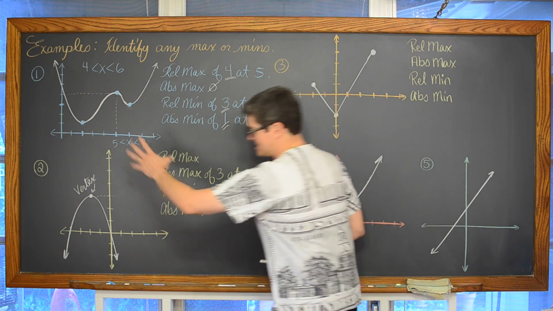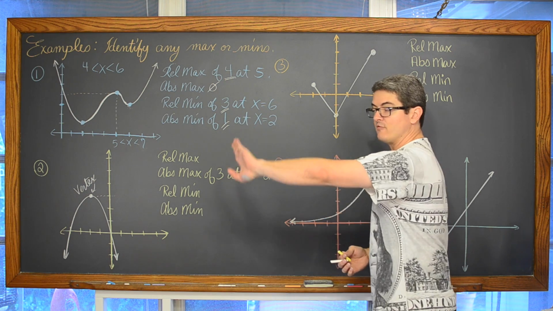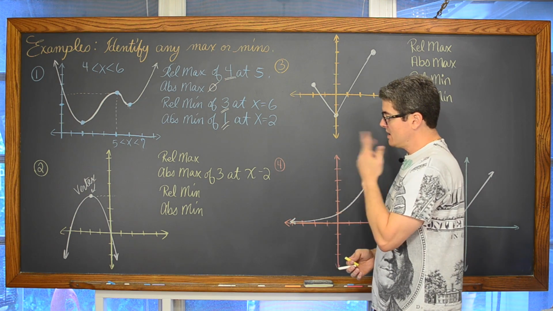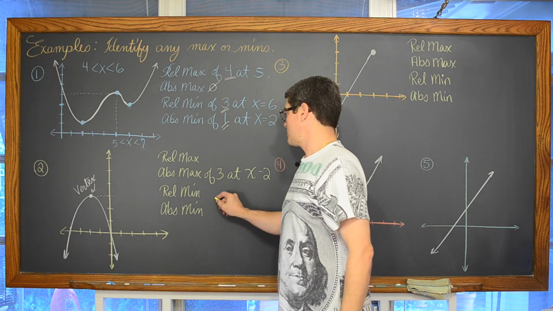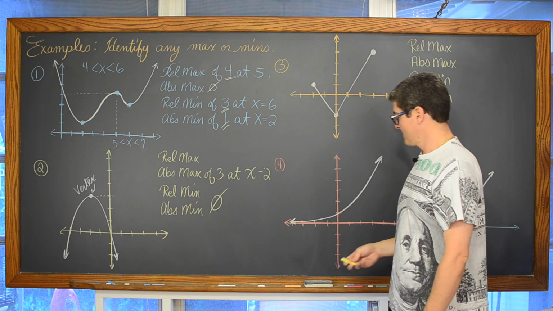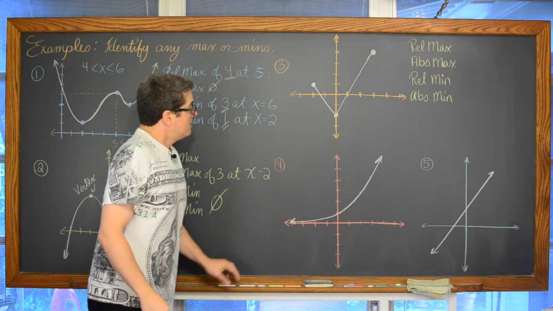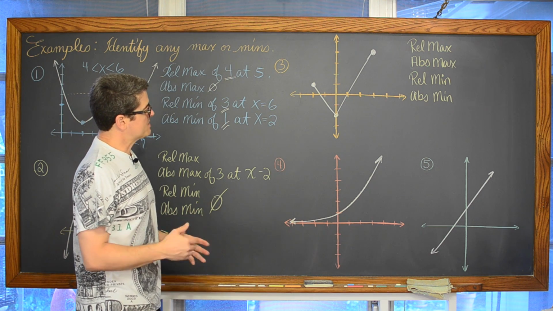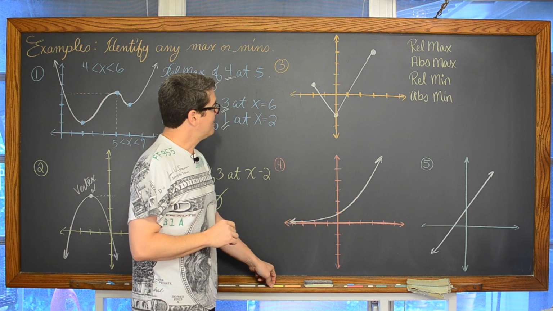Now the graph goes down forever. There's nowhere as you read that left to right that it falls and rises back up again. So because it goes down forever, there are no relative mins or absolute mins for that matter. Now over here, we're going to play with this third example a little bit. It's a great example, and I also find it a tad bit frustrating.